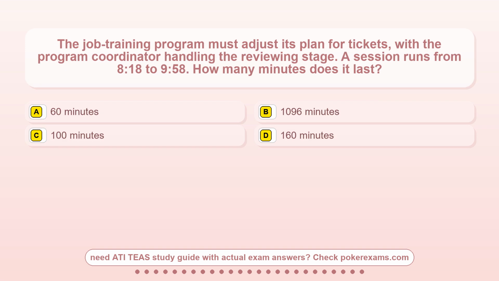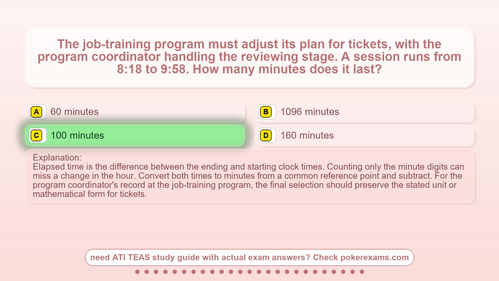Question 24. The job-training program must adjust its plan for tickets, with the program coordinator handling the reviewing stage. A session runs from 8:18 to 9:58. How many minutes does it last? Option A, 60 minutes. Option B, 1096 minutes. Option C, 100 minutes. Option D, 160 minutes. The correct answer is option C, 100 minutes.